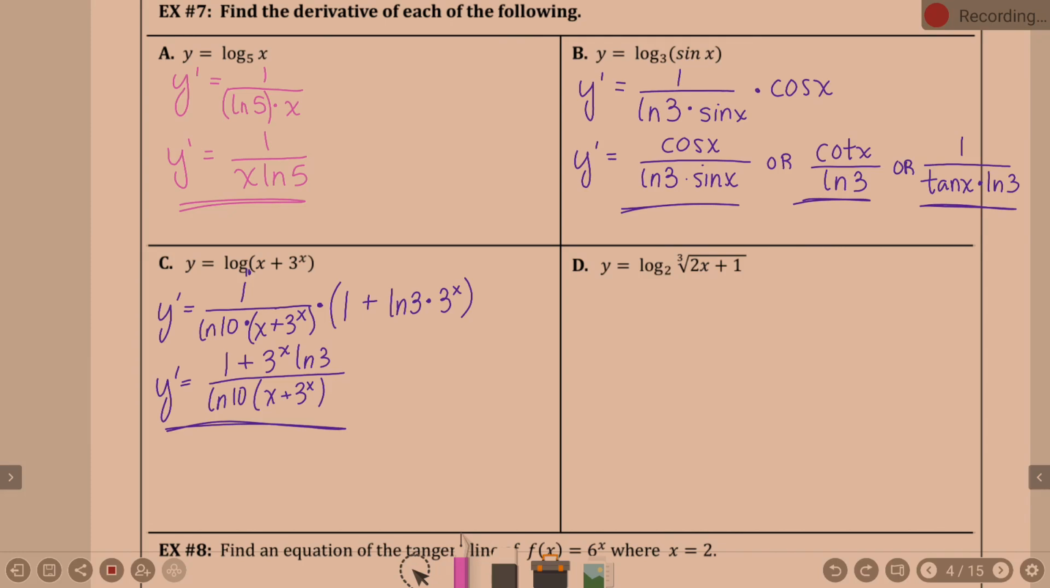D looks fun, doesn't it? Now, do we need a basic rewrite for a moment? This is also log base 2 of 2x plus 1 to the what power? 1/3 power.